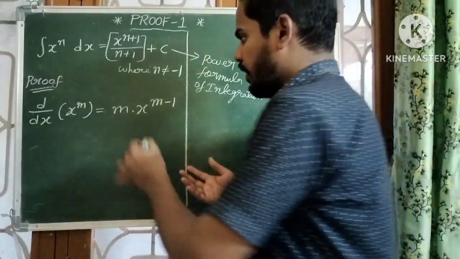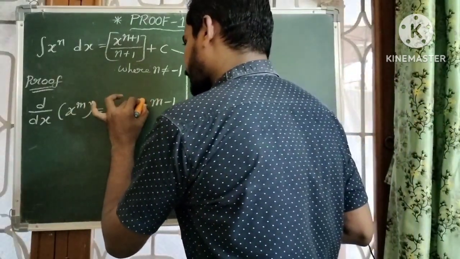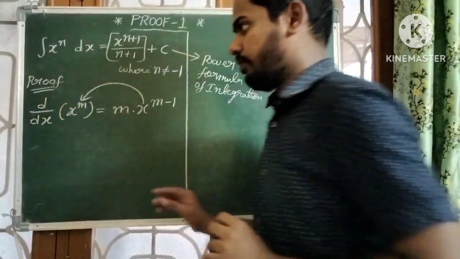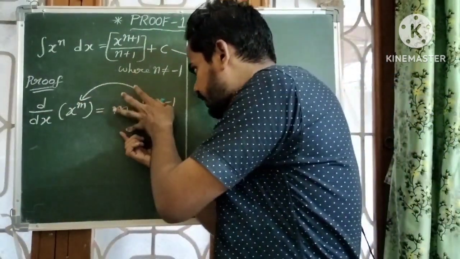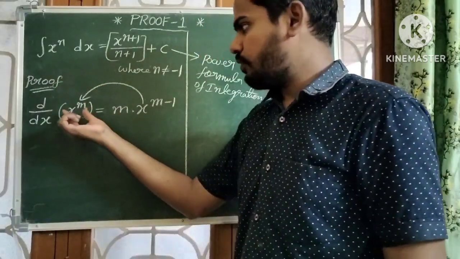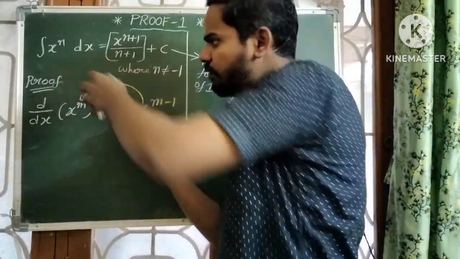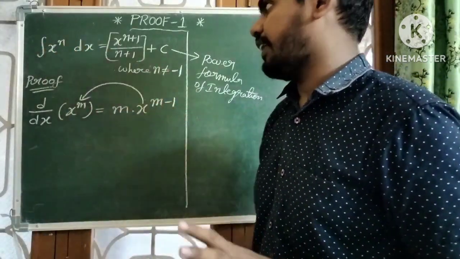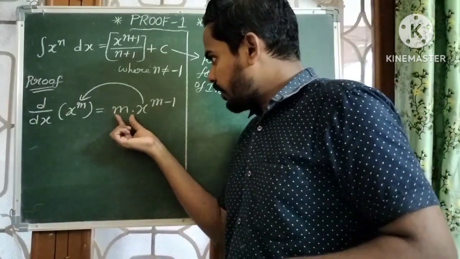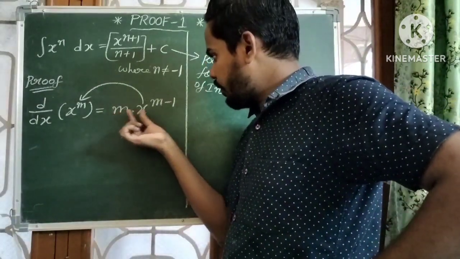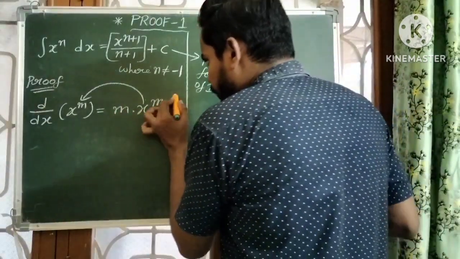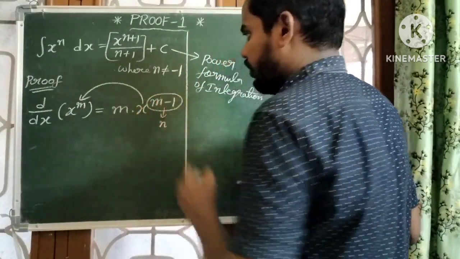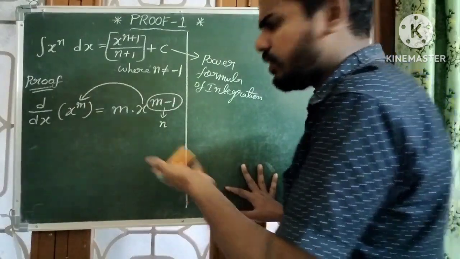We know that the anti-derivative of this m into x power m minus 1 is x power m. Anti-derivative of this function is this. Derivative of x power m gives this, and its anti-derivative gives x power m. But we need the integral of x power n dx. Look at this expression, m into x power m minus 1. Here we need variable n. So how do we get variable n here?